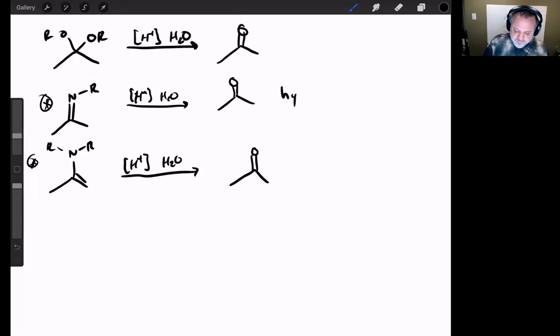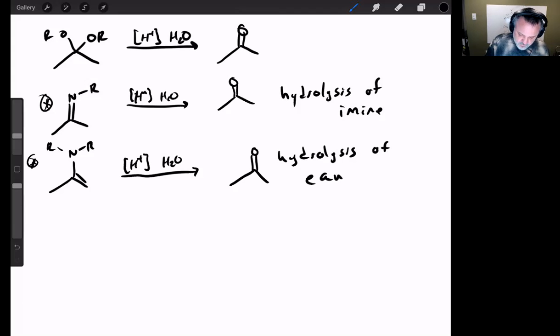This is hydrolysis of an imine. This is hydrolysis of an enamine. This one was hydrolysis of an acetal.